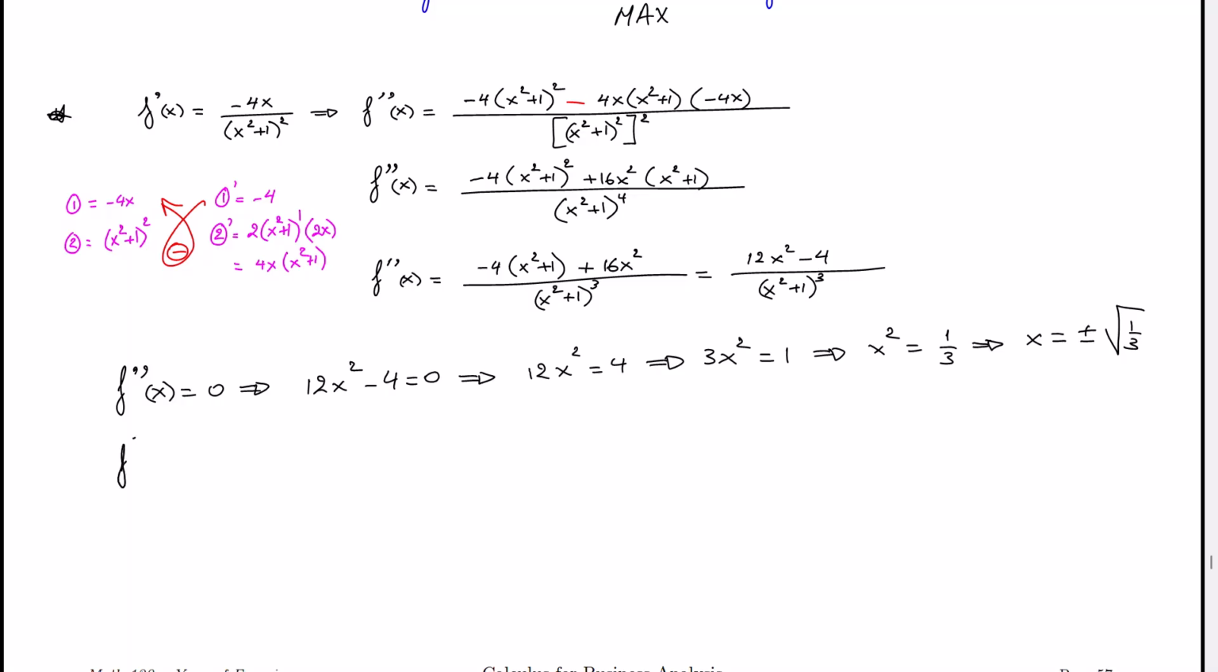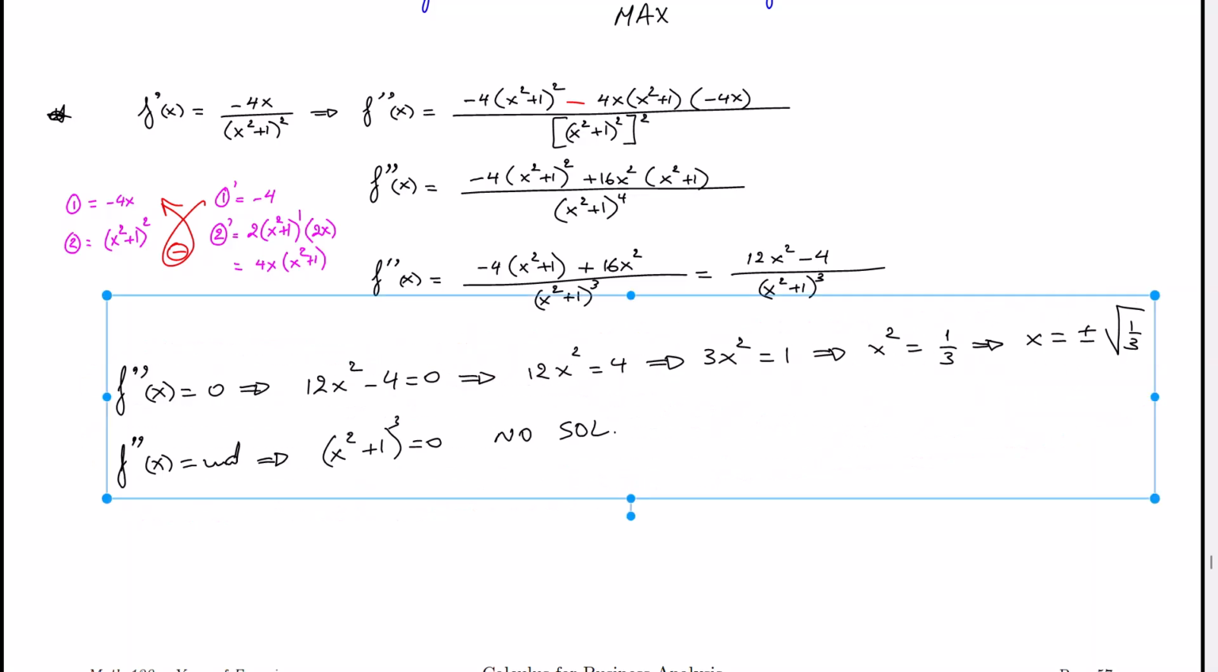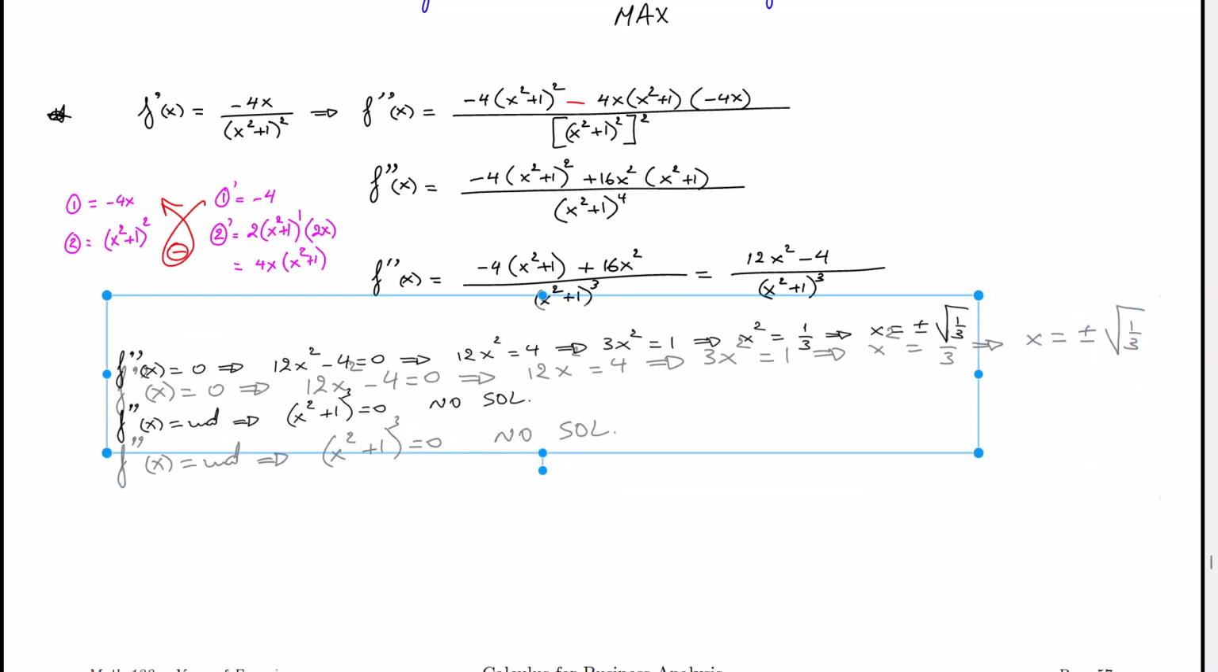Now, what makes the second derivative undefined? The answer is, again, nothing. So we need x squared plus 1 to the power of 3 to be equal to 0, and this will not have a solution because there's nothing that makes x squared plus 1 itself equal to 0, so the cube of it will not be 0 either. So we ended up with two critical values in this case.